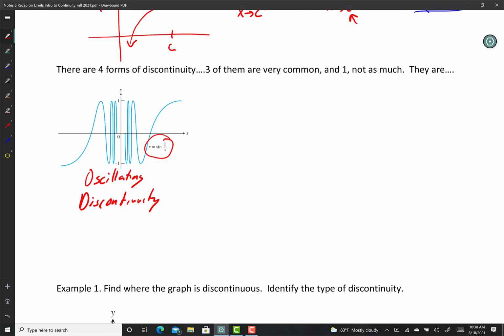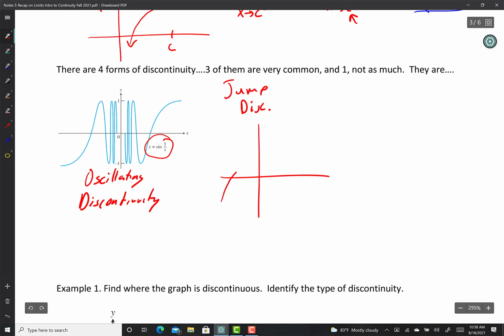This is not as common. The most common one is something called a jump discontinuity. And that looks like this. I have a curve. Maybe this one is solid and the other one is open. And you have a jump. There's your jump right there. Do you guys see that jump?